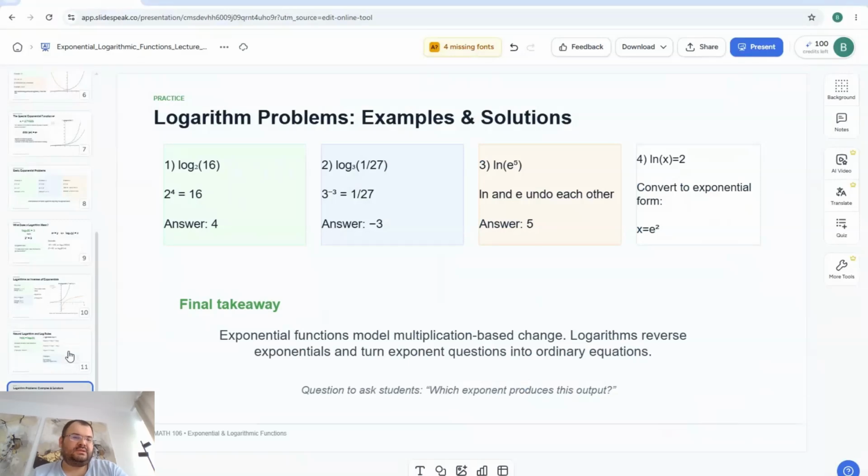So that is everything that I can explain about the logarithms and exponential functions.